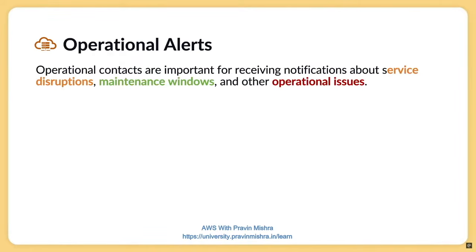Now second is operational alerts. Operational contacts are important for receiving notifications about service disruptions, maintenance windows and other operational issues. This allows the operations team to take timely action to mitigate any potential impact on business. So once again, operational contact information is very important, and here you should give the contact details and email IDs of your operations team or maybe the operations head.